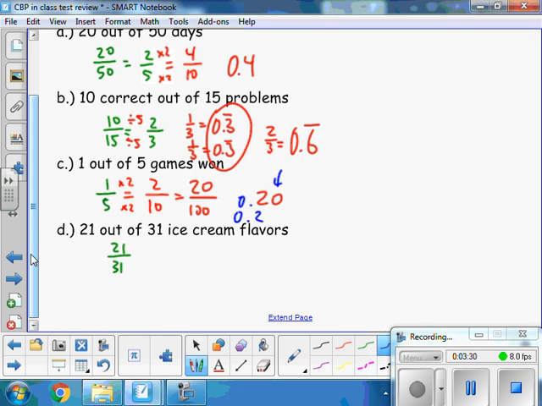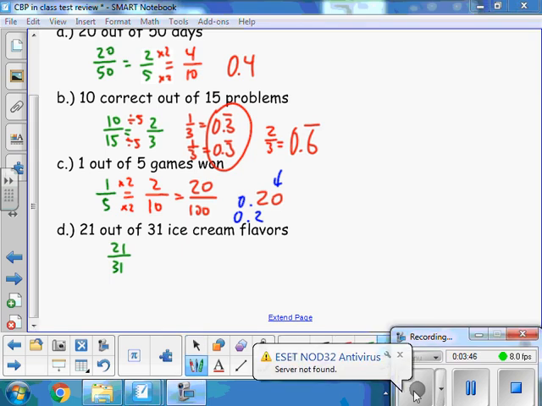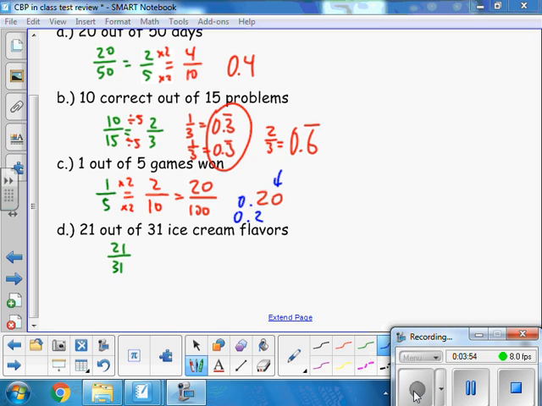Okay, 21 out of 31 ice cream flavors. Ooh, this one's a wild one. I'm trying to find some ways. Can I shrink this down at all, or can I get it to 100? Can I get it to 10? All right, 21 over 31. Can I get 31 into 10? No. 100? No. 1,000? I really can't do anything, and I don't have a calculator, and you don't get a calculator. So this one, we're going to hold on this one. I'm not going to go any further because this needs your calculator. On my calculator, I would do 21 divided by 31 to get whatever decimal it is. But you and I don't get to have calculators for this one.